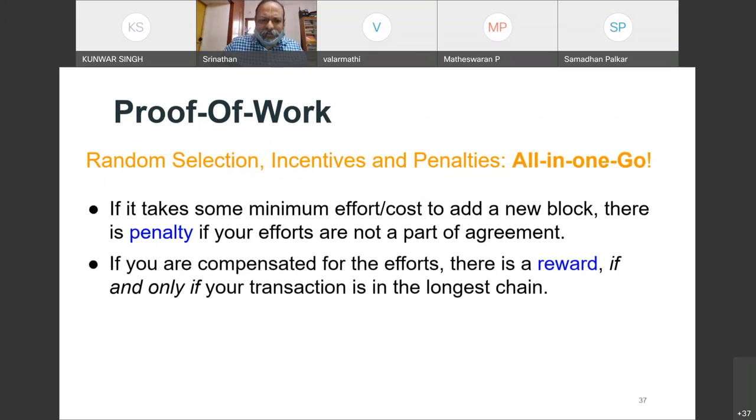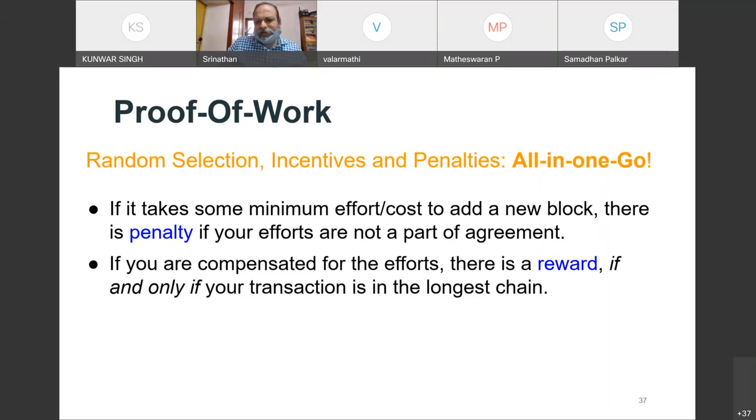But before that, how do you get the incentive? Because everybody is paying penalty. Suppose you are giving reward. If you add to the longest chain and the reward is greater than the penalty, much, much greater than the penalty, let us say, then automatically there is a net reward for adding to the longest chain. There is penalty for adding to other places. If you add to other places, there is no reward, there is only penalty. If you add to the longest chain, there is penalty and reward, but reward is much greater than penalty. And therefore, net is there is only reward.